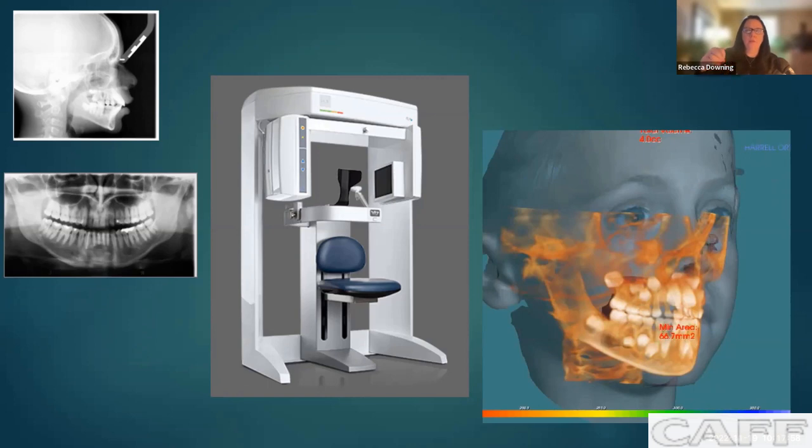And do you run into any issues as far as insurance goes for billing this over the standard panels? Well, no, because I can create a pan and a ceph if I want to. I do create a pan because I do send those to the dentist. But a traditional ceph I can create too. It doesn't matter what machine you use. Okay.